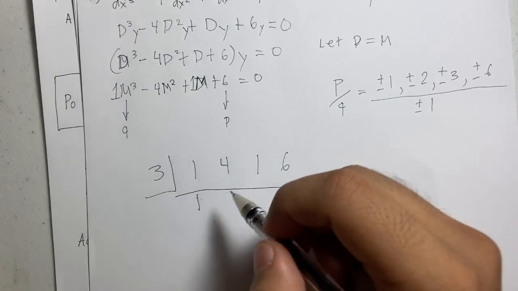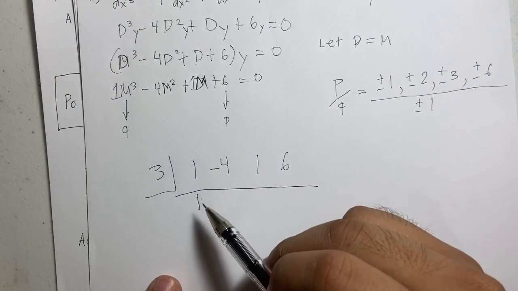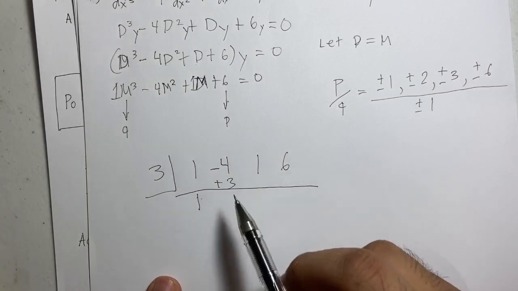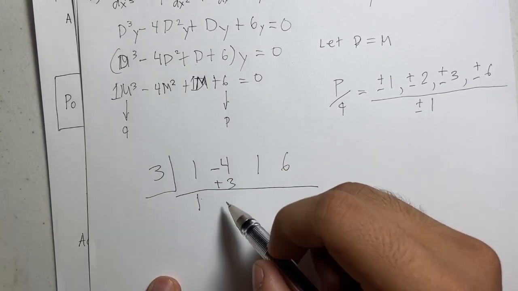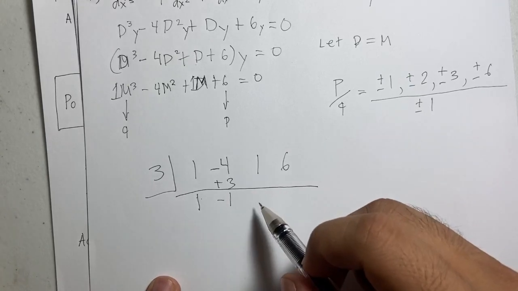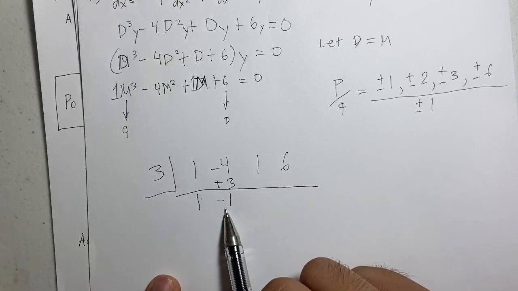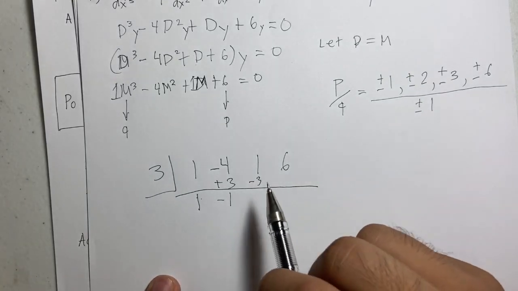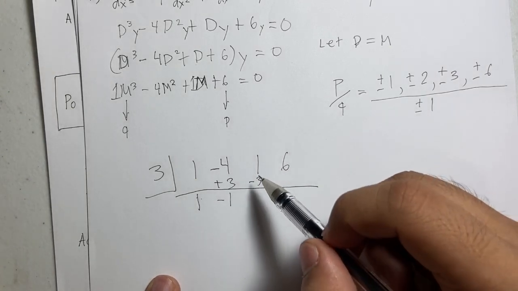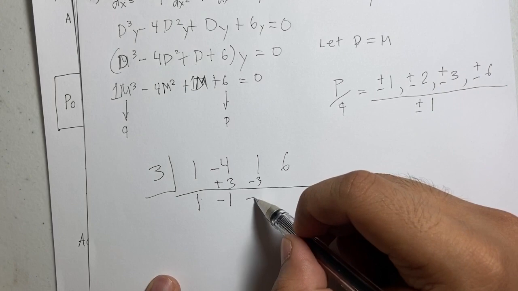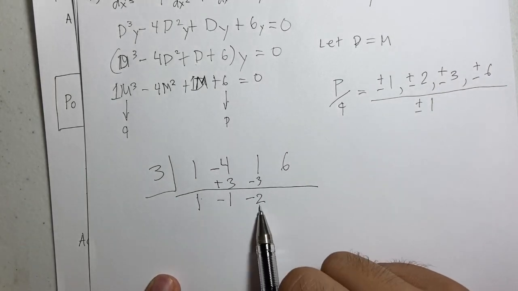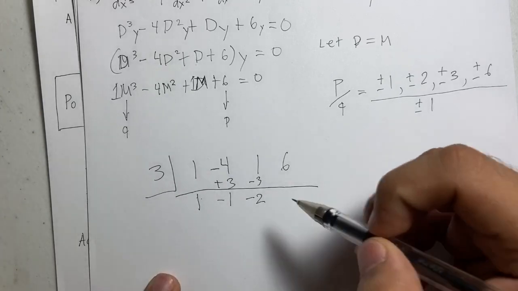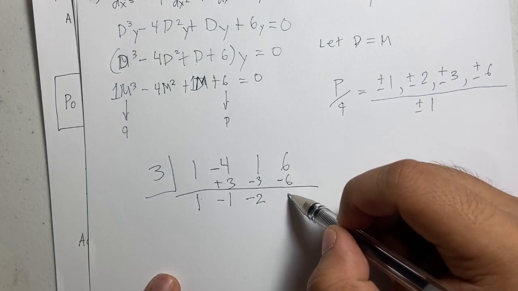Then, this should be negative 4. So 1 times 3 is equal to positive 3. Then you have to add both, so you'll get an answer of negative 1. Then repeat it again, negative 1 times 3, so you'll get negative 3. And again, add both terms and you'll get negative 2. Now you have negative 2, repeat and multiply it again by 3. So negative 2 times 3 is equal to negative 6, which gives 0.